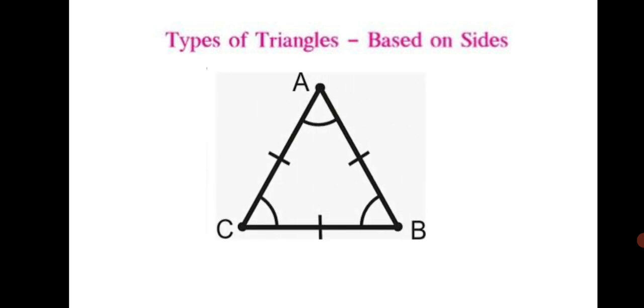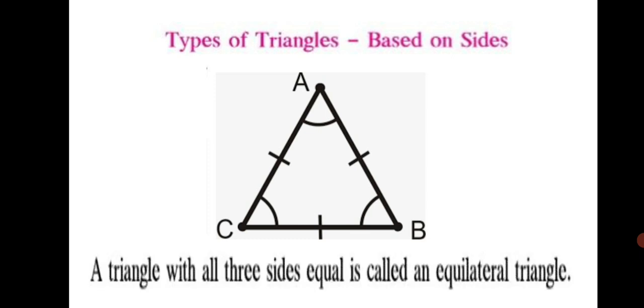Here in this triangle ABC, you see that three sides are marked same, that is equal. Such a triangle is called an equilateral triangle. So what is an equilateral triangle? A triangle with all three sides equal is called an equilateral triangle.